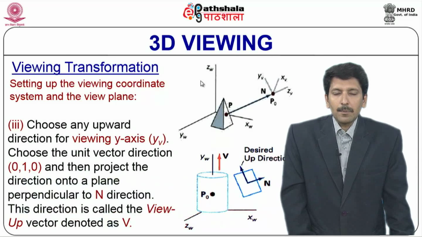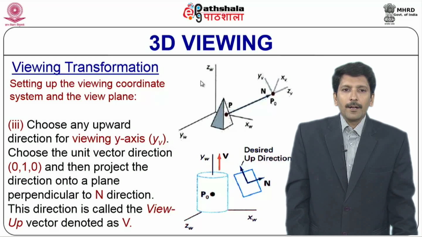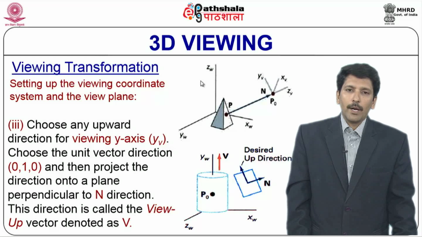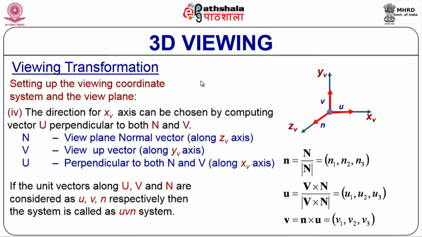The same thing is explained in the slide that you are seeing there. Choose any upward direction for the y axis, and that is our y direction, and then again we take a cross product of the y and the z to get the correct x, and later to correct the y we can take the cross product of x and z to get the correct y.